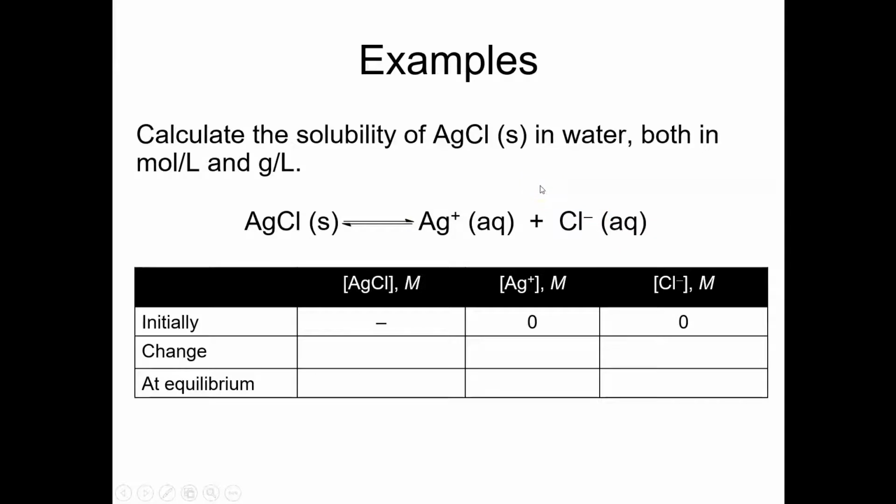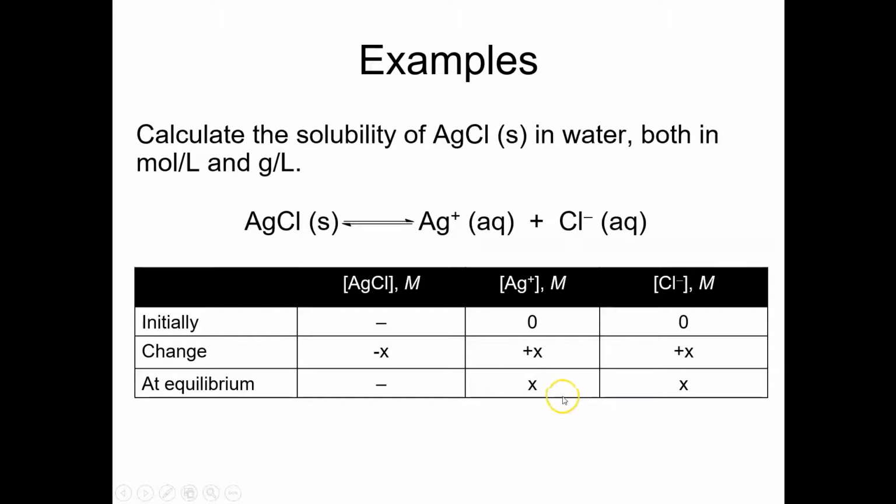The change is going to be minus x for the silver chloride, plus X for the silver, plus X for the chloride. Why am I putting this in there if we don't care about the silver chloride? Because we want to know what the molar solubility of silver chloride is. So that X, even though it's not figuring into the equilibrium constant expression, is the amount of silver chloride that goes into a mole of water to make the solution.